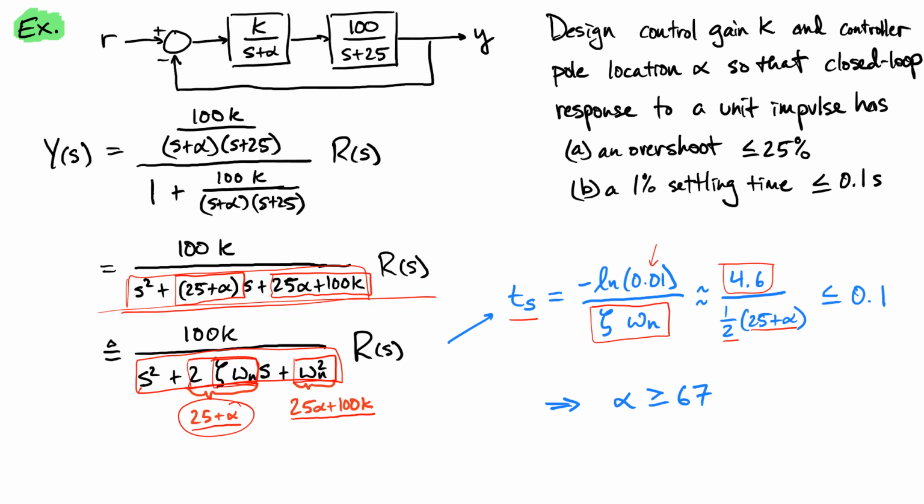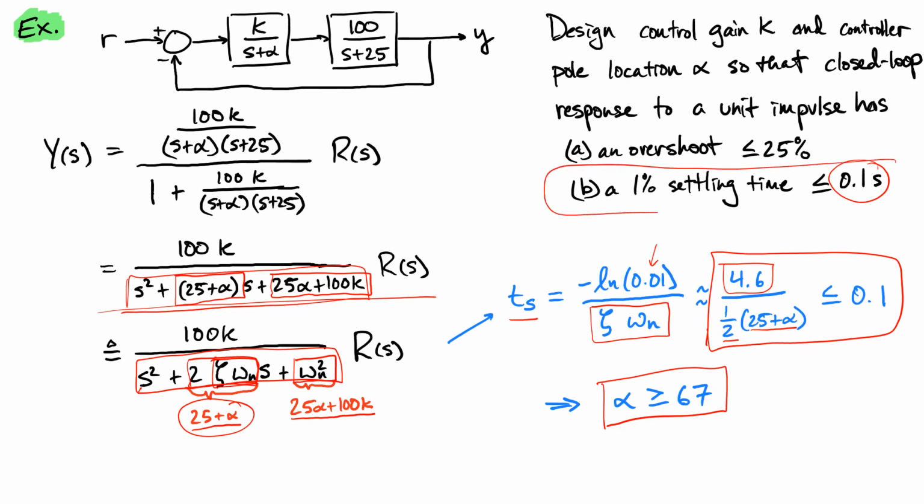And we're going to force it to be less than or equal to 0.1, because that's our time domain specification up here. And so when you rearrange this inequality, that gives us a constraint on alpha, which is the pole location, and it tells us that alpha needs to be greater than 67. So when alpha is less than 67, that means that we're not going to achieve this time domain specification. And so this is a way of guaranteeing our time domain specification for our settling time. And now we can take a look at the overshoot specification.